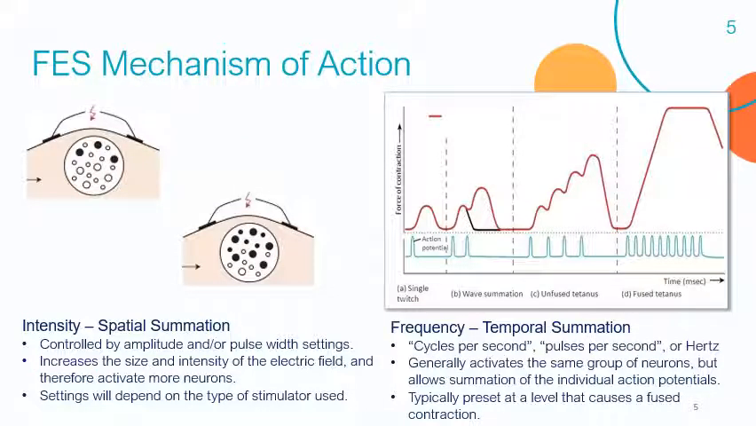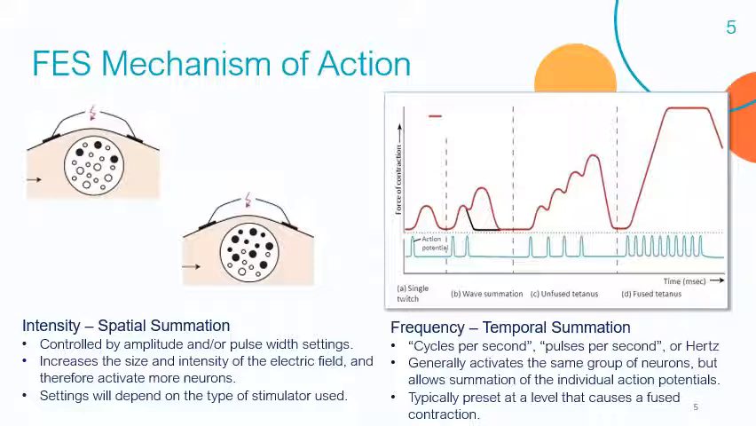A lot of what we know about the use of electrical stimulation comes from animal studies done decades ago. From these studies, researchers determined that increasing the intensity of stimulation, either the amplitude or pulse width, recruits more neurons. So generally speaking, the higher the intensity setting, the more innervated muscle fibers you may be recruiting, which gives a stronger response. This is called spatial summation. Early studies also demonstrated that increasing the frequency of stimulation pulses activates the same group of neurons but allows individual action potentials to summate, generating greater force. This is called temporal summation.